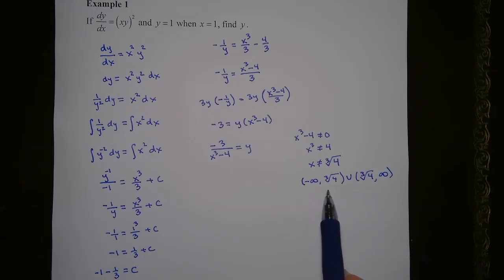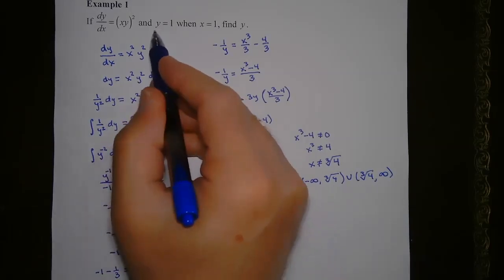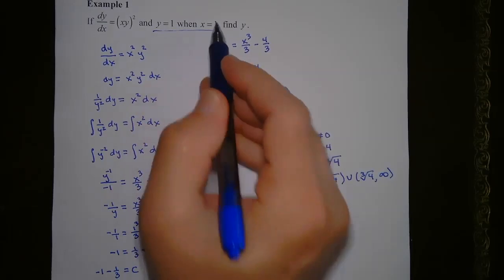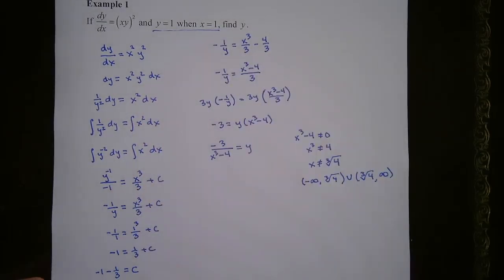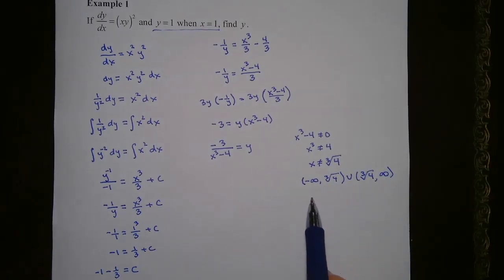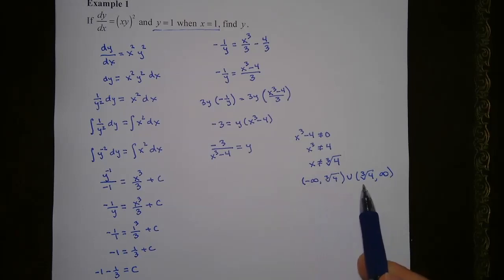Now, if you recall from when we first did these, it can't be both of these. It's only the interval that contains our initial conditions. So these are our initial conditions right here, right? The x equals 1 and y equals 1. These are x values. So x has to be 1. And so where is x equals 1? Is it in -infinity to the cube root of 4 or the cube root of 4 to infinity? Where is 1 in all that, okay?